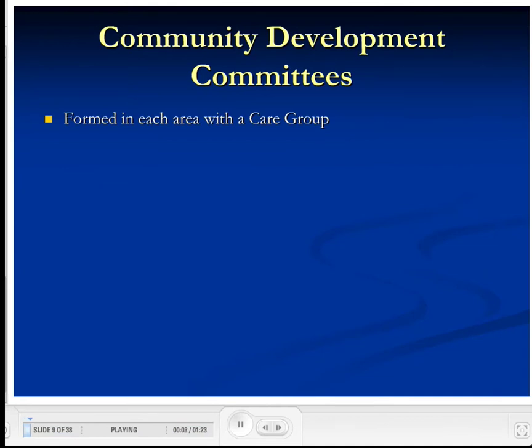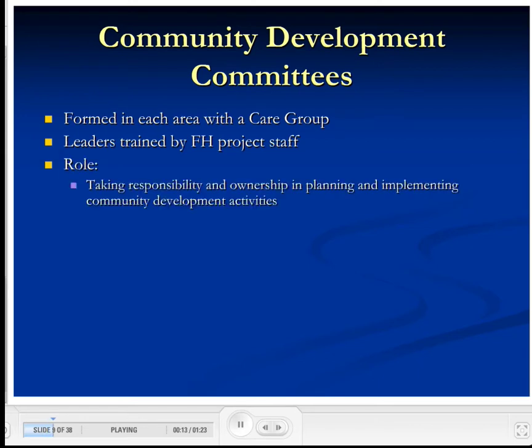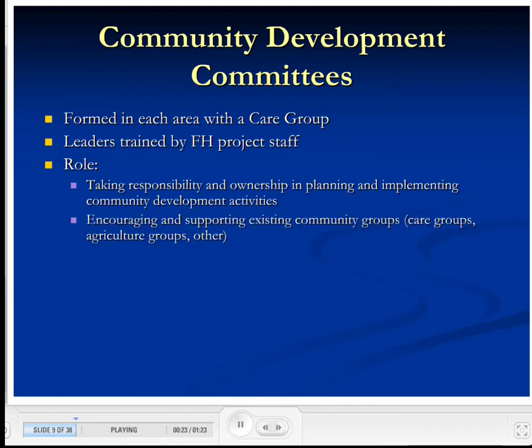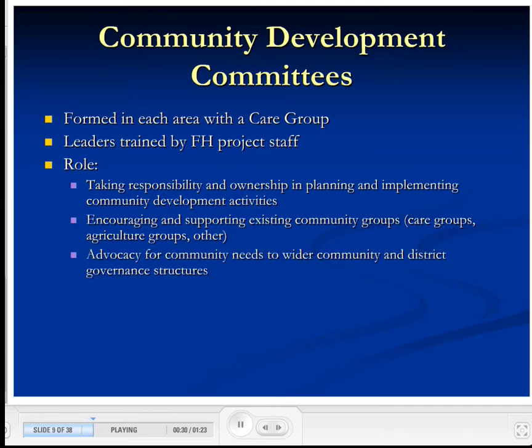Now, in some of our more recent care group projects, we're also using community development committees. These are formed in each area with a care group, and their leaders are trained by FH project staff. Their roles are taking responsibility and ownership in planning and implementing community development activities, especially those geared around health, encouraging and supporting existing community groups like the care groups, agricultural groups, other groups that may exist, and doing advocacy for community needs to wider community district governance structures, so there's an advocacy role for them as well.